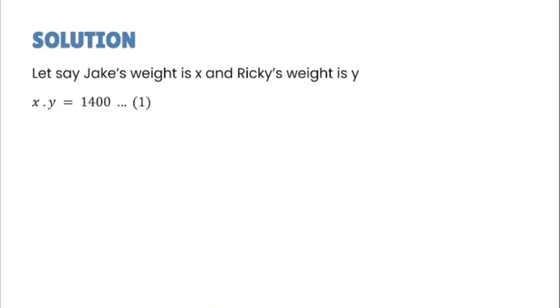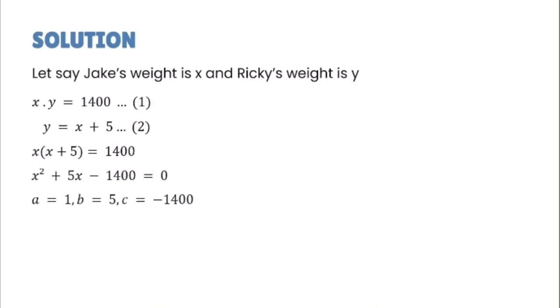This is the first equation. And the second equation is Y equals X plus 5, because the problem says Ricky's weight is 5 kilograms more than Jack. We can substitute the second equation into the first equation. So, X times the bracket X plus 5 equals 1,400. Then we get X squared plus 5 times X minus 1,400 equals 0. This is the general form of a quadratic equation.